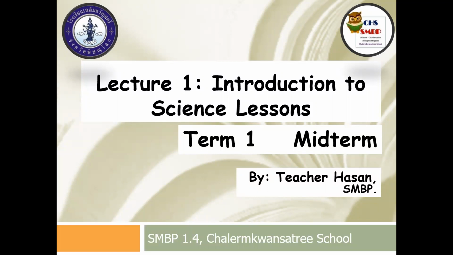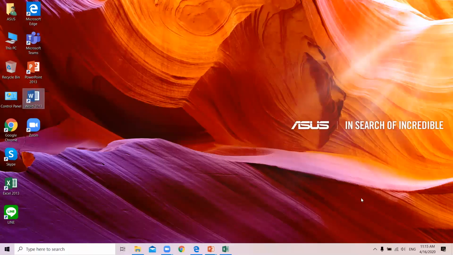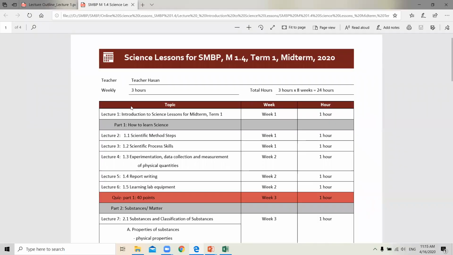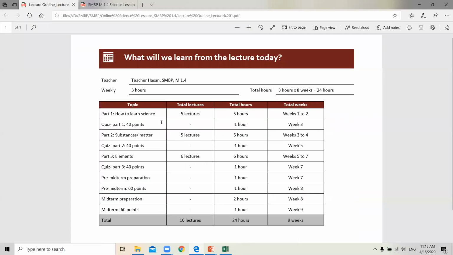Today I would like to give you an introduction to science lessons for term 1 midterm. So let's have a look at what we have for our science lessons. Let me show you the first one. Okay, here we go. As you can see, there will be around 24 hours to study science for M1.4, and there will be 3 topics.